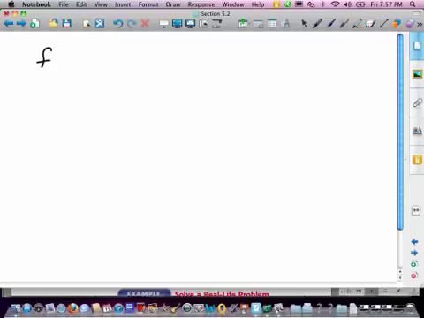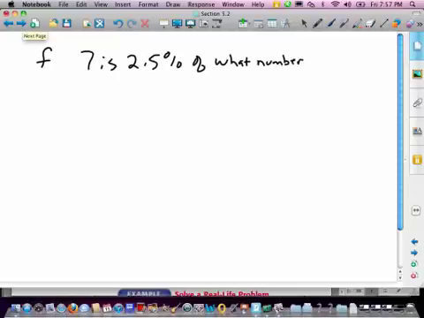All right, let's work F. And F, we've got 7 is 2.5% of what number? Oh, let's see. If we want to come up with an estimate, what do we want to say? I don't like 2.5% very well. Let's make that 3%. That seems like it might be better, and make this 6. 6 is 3% of n.